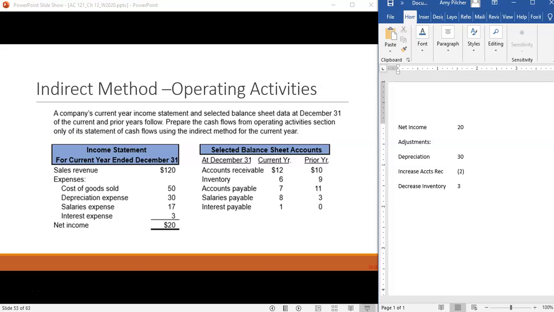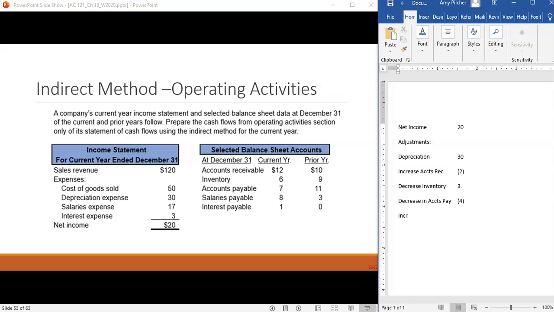The next account we have is accounts payable. We see that we went from 11 to 7. That's a decrease in accounts payable. So why does accounts payable decrease? We have to think about this in terms of cash flows. Same with our accounts receivable and our inventory. With our accounts receivable, if that increases, that means our customers didn't give us that money, so we need to reduce that from our amount of cash on hand. We have a decrease in accounts payable, so we're going to subtract that.